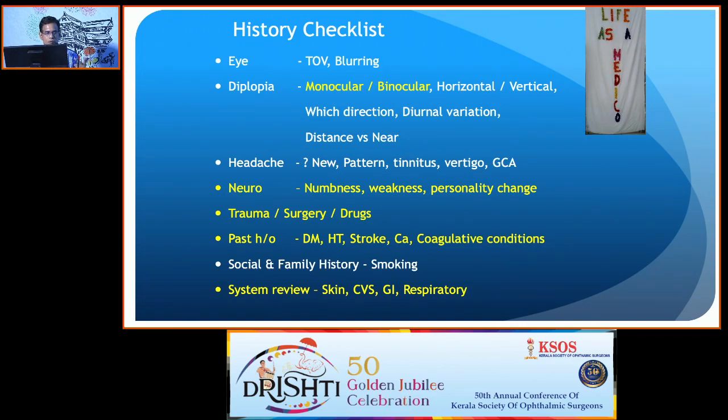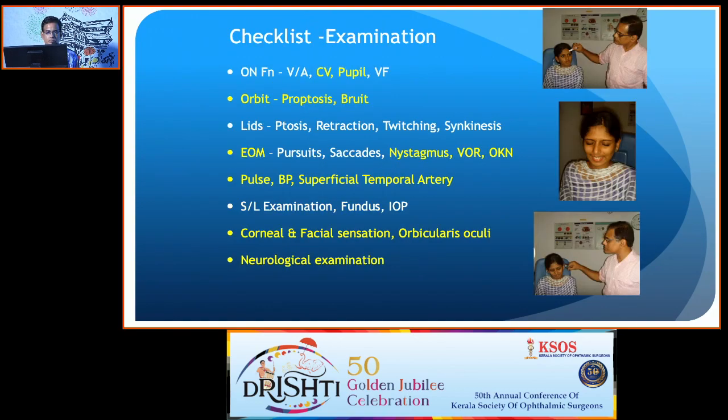You also ask for associated symptoms, of course, any history of numbness, weakness, any history of trauma, surgery, diabetes, all the vascular risk factors, and also a brief examination, skin, CVS, GI. All this history can give you a clue as to the possible diagnosis. Diurnal variation, of course, in the case of myasthenia, but sometimes it can be applicable to other conditions as well.